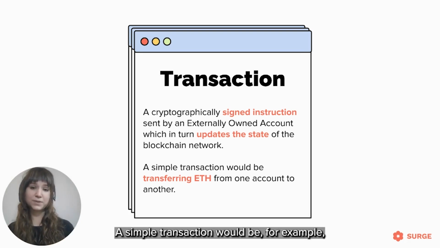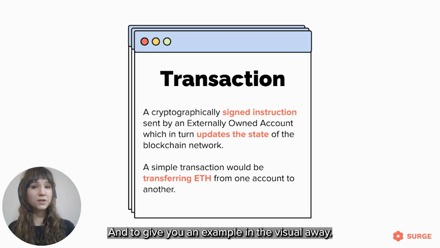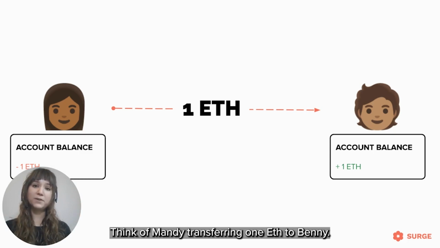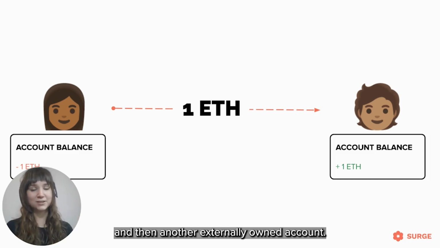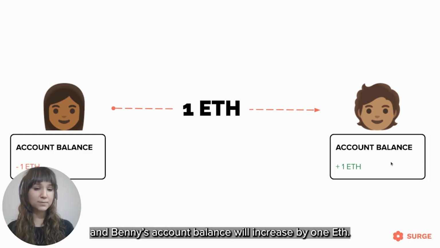A simple transaction would be, for example, transferring ETH from one account to another. And to give you an example in a visual way, think of Mandy transferring one ETH to Benny. So it is a transaction between externally owned account and another externally owned account. As a result, the balance of Mandy's account will be decreased and Benny's account balance will increase by one ETH.